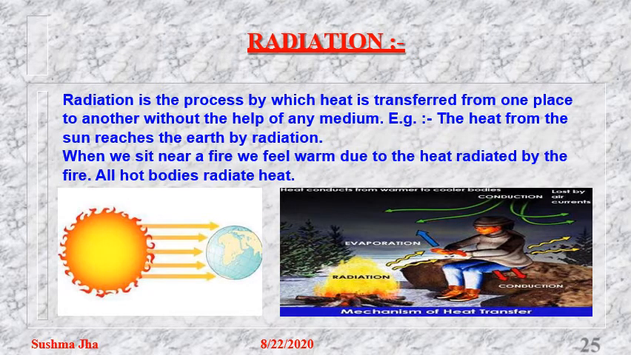The third type of process of heat transfer is known as radiation. Now, radiation is the process by which heat is transferred from one place to another without the help of any medium. No medium is required. Example, heat from the sun reaches the earth by radiation. When we sit near a fire, we feel warm due to heat radiated by the fire. Although we are not touching the fire, we still feel the warmth of the heat. Now, all hot bodies radiate heat.